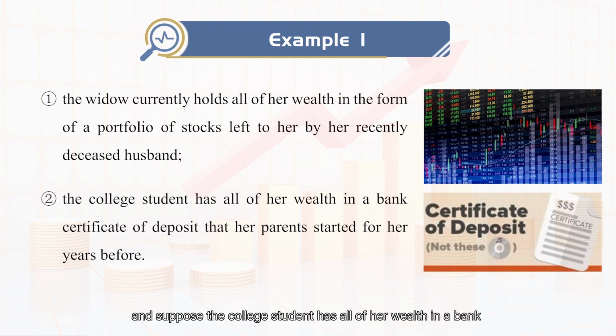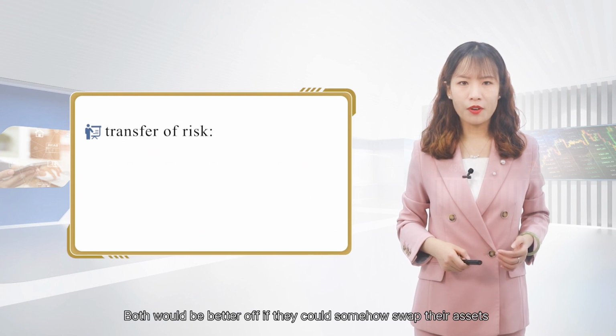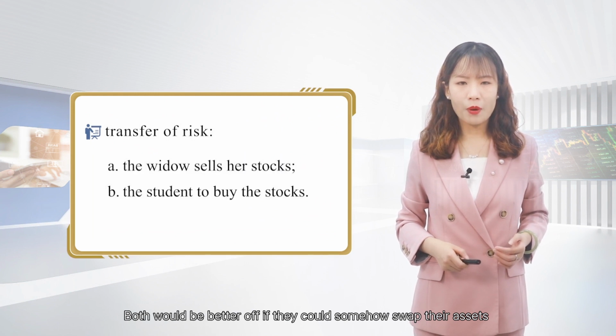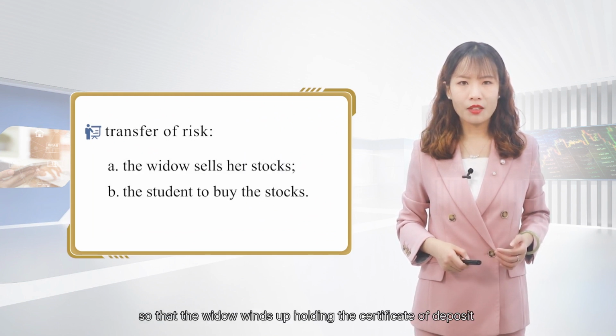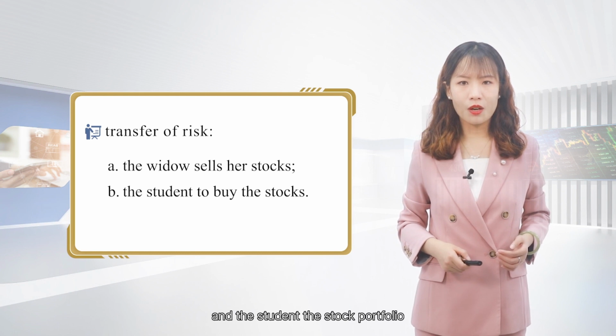And suppose the college student has all of her wealth in a bank certificate of deposit that her parents started for her years before. Both would be better off if they could somehow swap their assets so that the widow ends up holding the certificate of deposit and the student the stock portfolio.